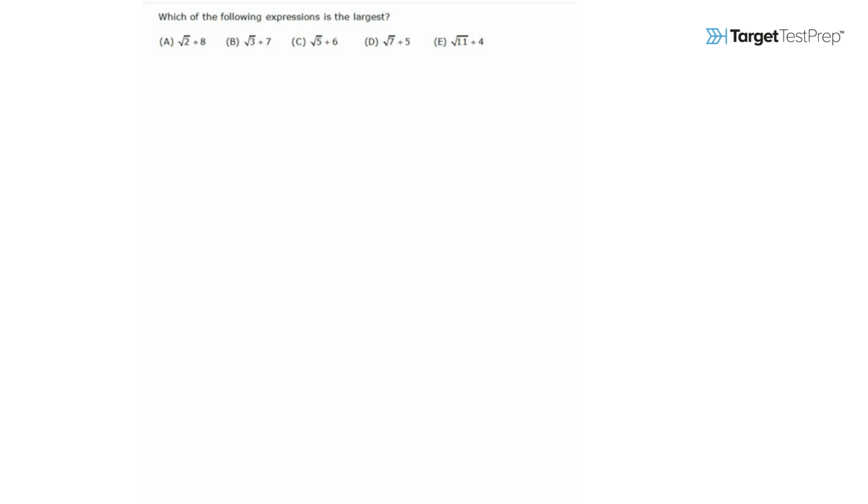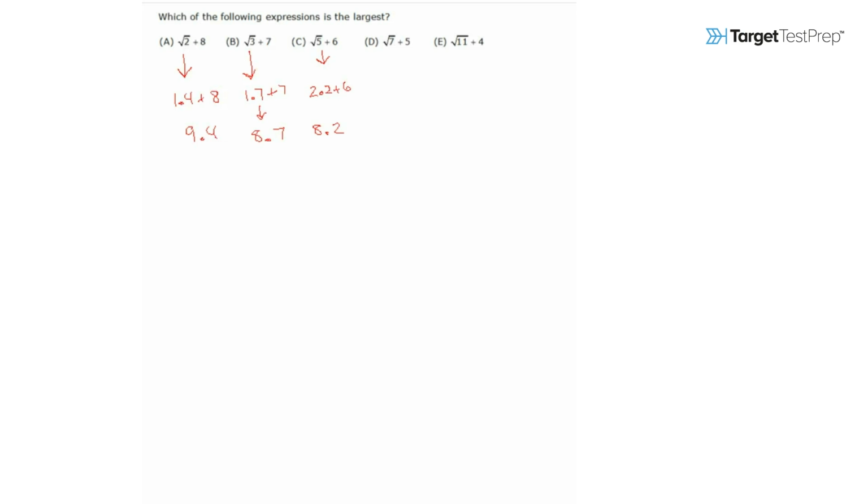And luckily, the first 3 answer choices, A, B, and C, we just went through the memorizations of. So we know root 2 is 1.4, so the approximate value of this is going to be 9.4. We know that root 3 is 1.7, so the approximation here is going to be 8.7. So we see A is still bigger than B. Root 5, we have 2.2. We're adding 6 to that. That's giving us 8.2.